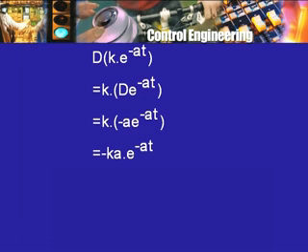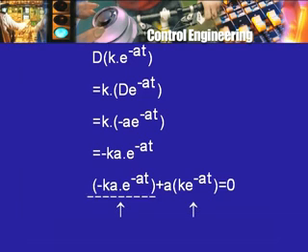and therefore, we can now verify that k e raised to minus at is a solution of Dx plus ax equal to 0, because if x is k e raised to minus at, then Dx is this. So, I have minus ka e raised to minus at, that is my Dx, plus a times x, but x is k e raised to minus at, this is ax, and a simple addition shows that the result is 0.